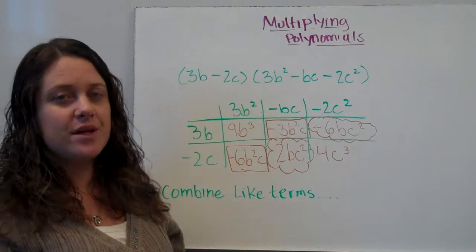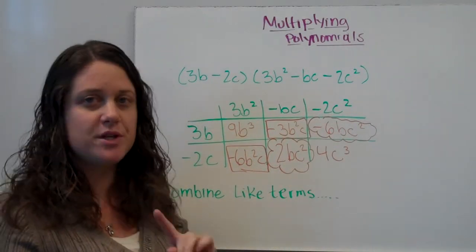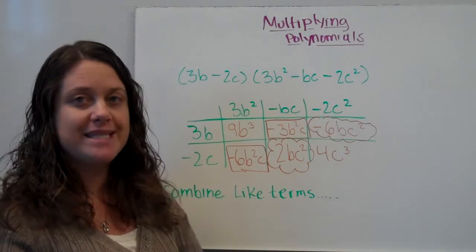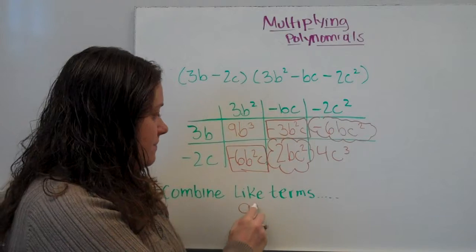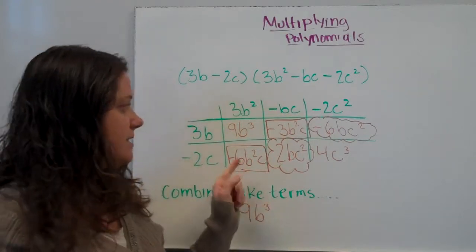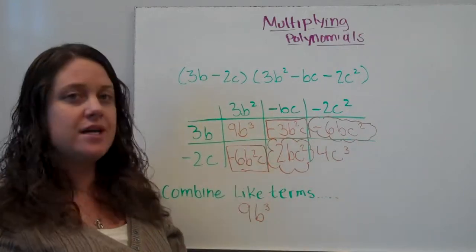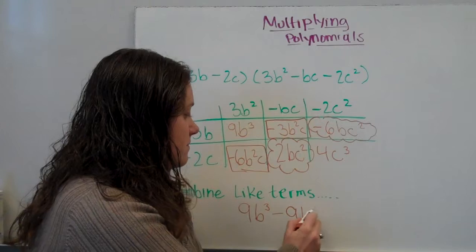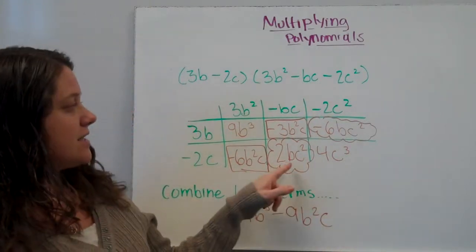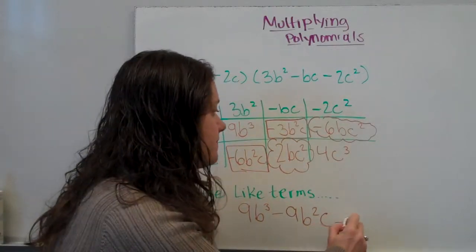Okay, so since I can't really put it in standard form when I have 2 different variables, I'll just choose one of the variables. So I'm going to choose b. I'm going to put it in standard form based on b. So I'm going to start with 9b to the third. And since these have b squared, I have negative 6 and negative 3, so that's going to be negative 9. And then here I just have a b, so 2 and negative 6 is going to be negative 4.